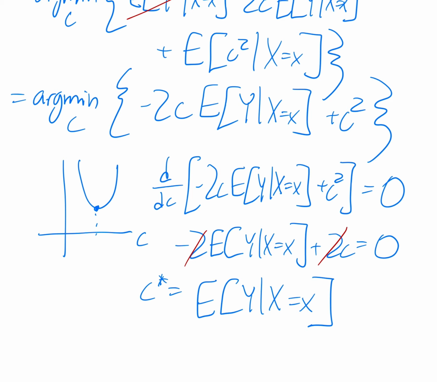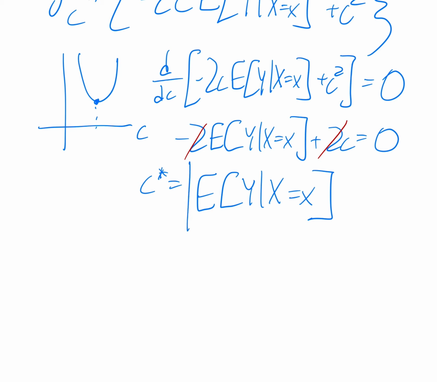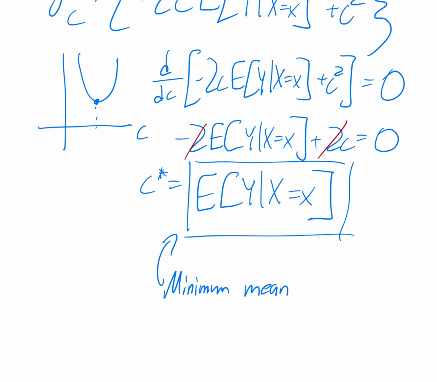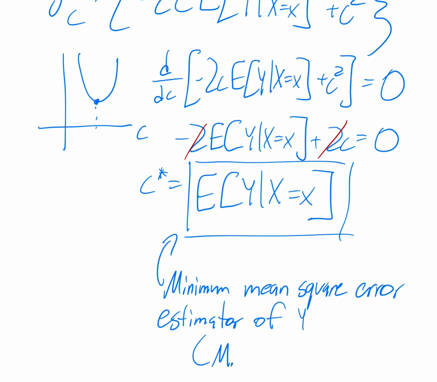Cool. So this here is what we're looking for. This is a function of x that is the MMSE estimator for y. So the minimum mean square error estimator of y, also known as MMSE.